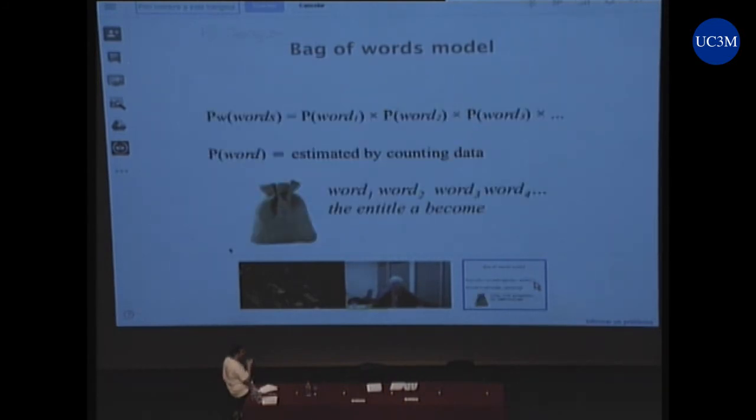Now, I can put some mathematics behind that, and here I'm just writing formulas for what I just said: the probability of a sequence of words is formed by multiplying together the probability of the individual words, and the probability of the individual words you get by estimating from the data the number of slips of paper in the bag.